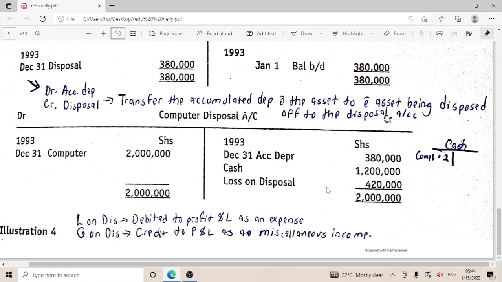So when it is on the credit side, it's a loss on disposal. But once you find out that the balancing figure is on the debit side, that will be a gain on disposal. So whether it's a loss or a gain on disposal, you transfer it to the profit and loss account, which is the same as the income statement. So this is what I did. A loss on disposal, you debit to the profit and loss account as an expense, and when it's a gain on disposal, you credit the profit and loss as miscellaneous income.